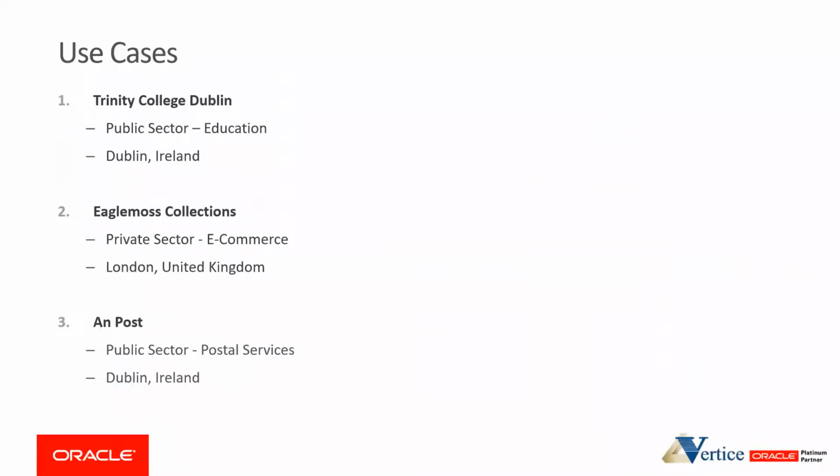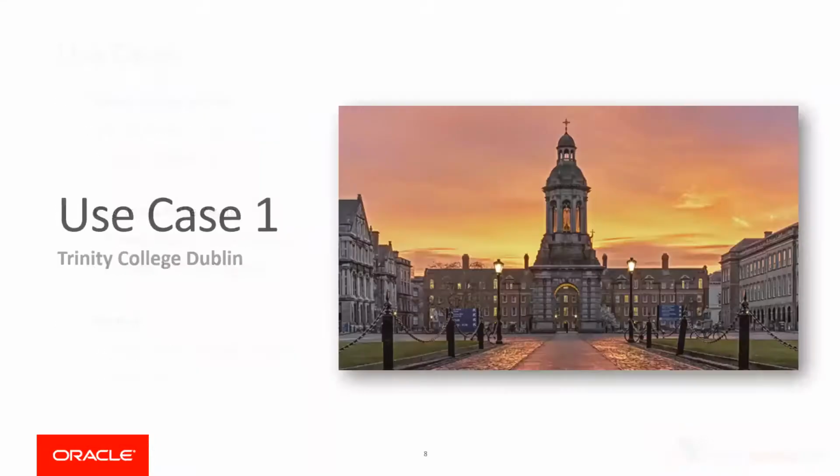So those use cases are, number one, Trinity College Dublin, a public sector educational institute in Dublin, Ireland. Next, we have Eaglemoss Collections. They're a private sector e-commerce business, and they're based in London in the UK. And lastly, I'll talk about OnPost, who are again public sector. They're postal services with lots more services around telecommunications, utilities, banking, and retail. And they're based in Dublin in Ireland. I'll go through each use case with you now so you can see where they are in the journey and the vision that they have in place.